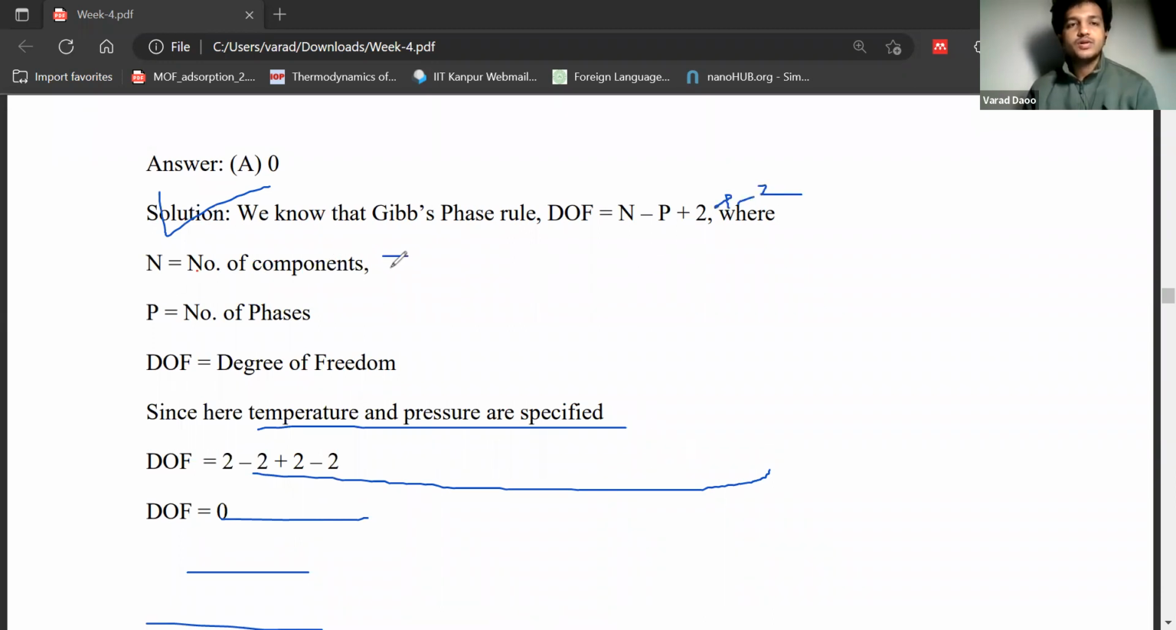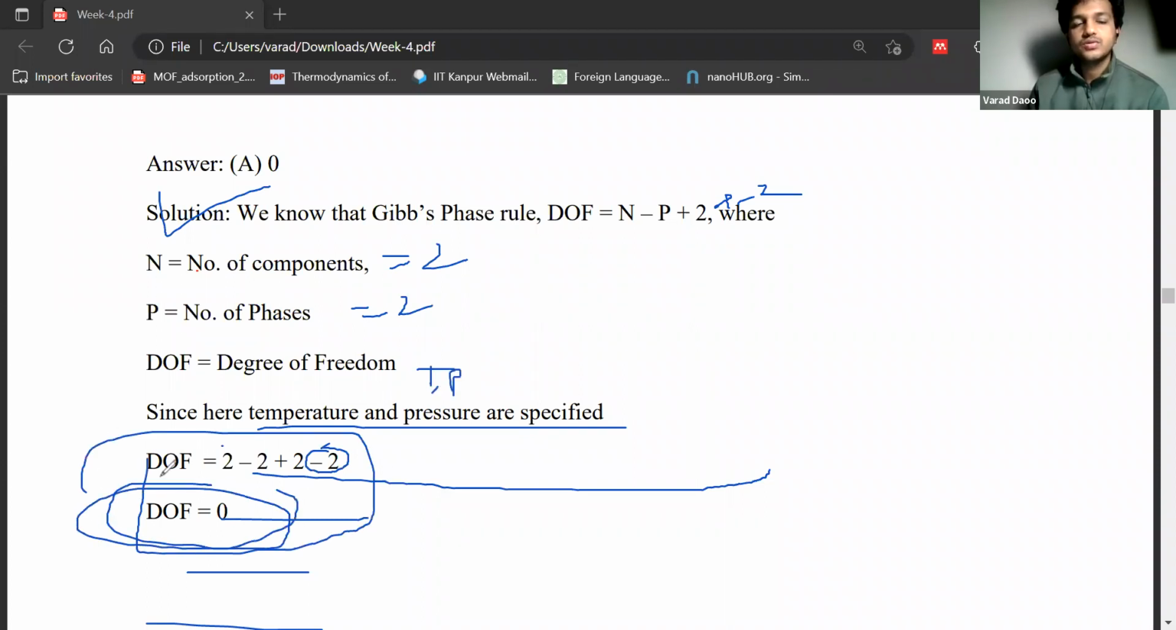And here the number of components is going to be 2. Number of phases, liquid and vapor, here also 2 phases, benzene and toluene. So n is 2, p is 2, plus 2, minus 2, because temperature and pressure are specified. Right? Resulting in degree of freedom equal to 0. It is option A.